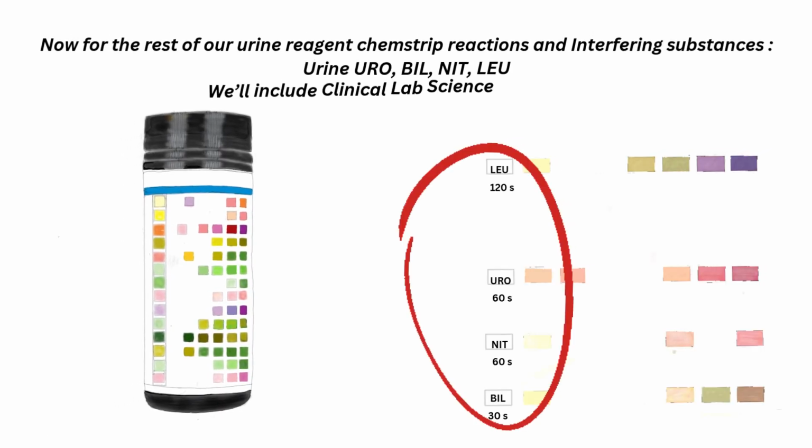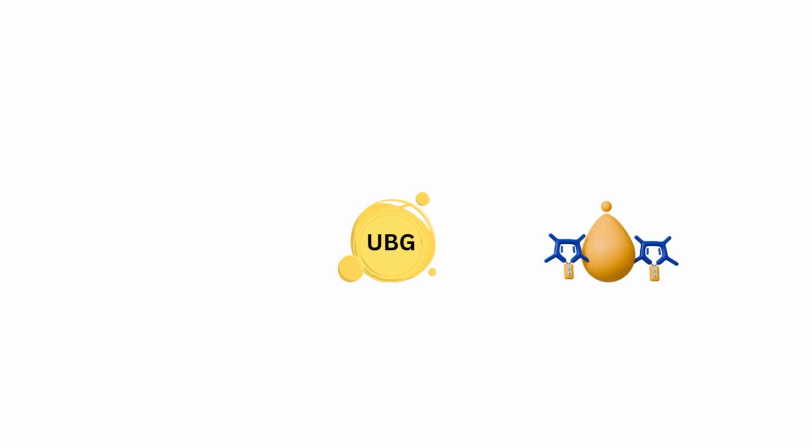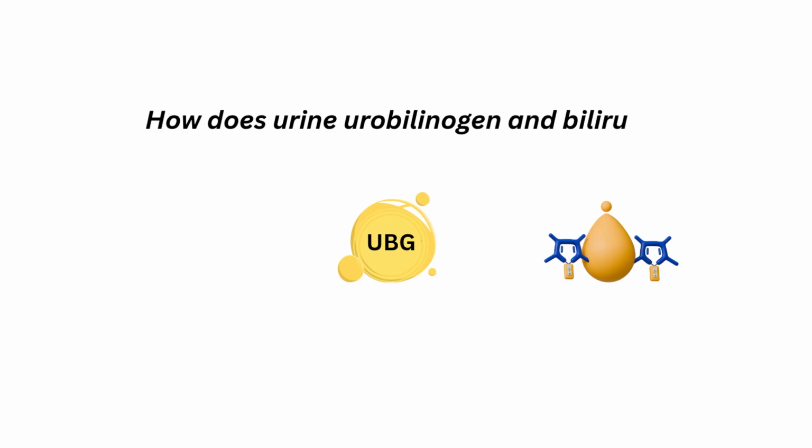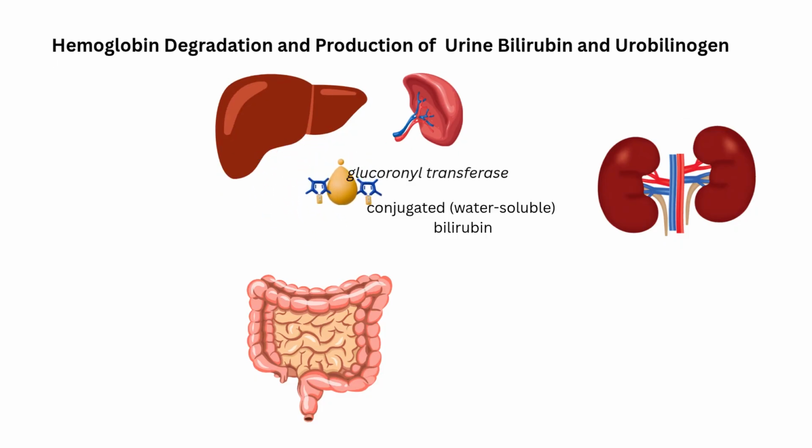Now for the rest of our urine reagent strip reactions and interfering substances. How do urine urobilinogen and bilirubin form? Bilirubin is a highly pigmented yellowish compound derived from degradation products of hemoglobin in the liver and spleen, recycling iron, protein, and protoporphyrin, with some protoporphyrin converted to bilirubin, which is conjugated with glucuronic acid by glucuronyl transferase enzymes in the liver to form bilirubin diglucuronide.